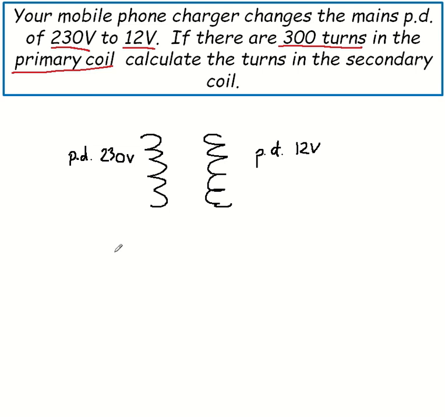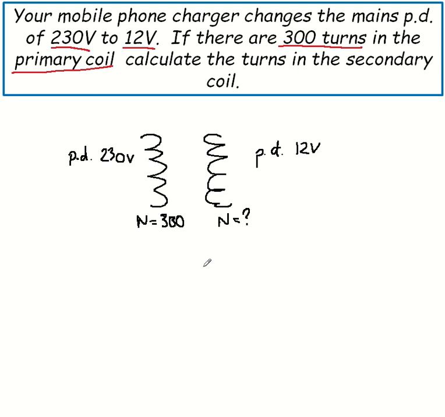Then we obviously need to know how many turns are on the coils. So we can put our little Ns underneath, number of turns on our coil. And from the question, we can see there are 300 in the primary. So the primary is on the left. That does say 300, honestly. So we've got 300 on the left, and we don't know the one on the right.